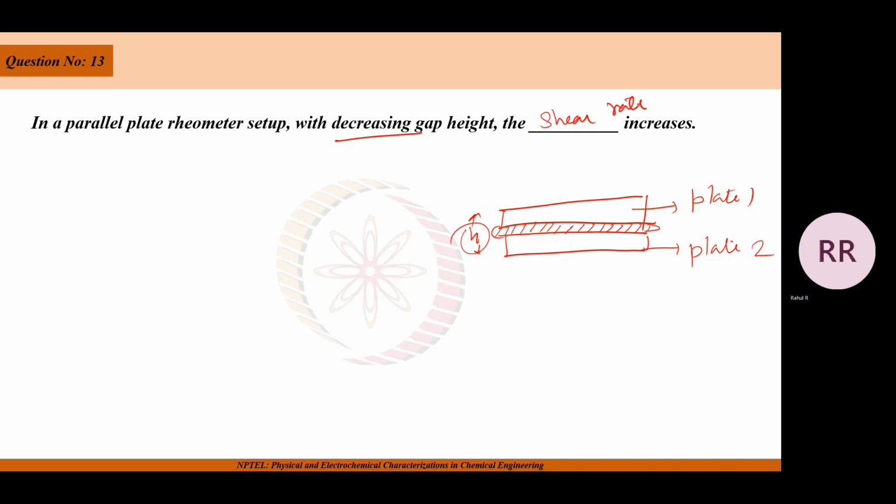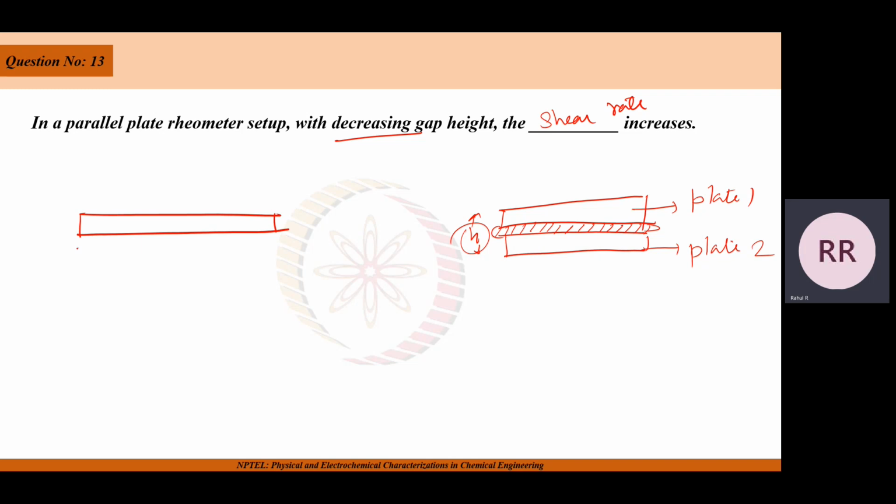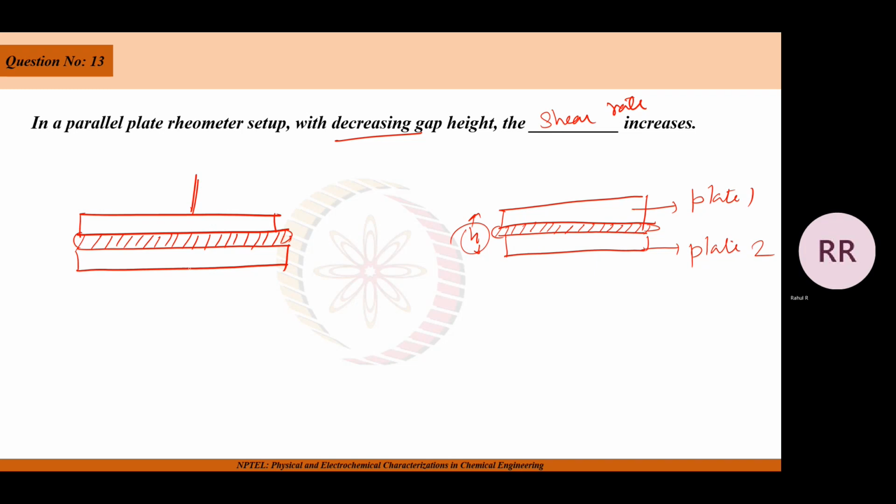Yeah. Right. So as we already thought, in the parallel plate setup there will be two parallel plates separated by a very small distance, and the fluid will be filled in the gap in between. Now, either of these plates will be rotated, and they are separated by a very small distance h.